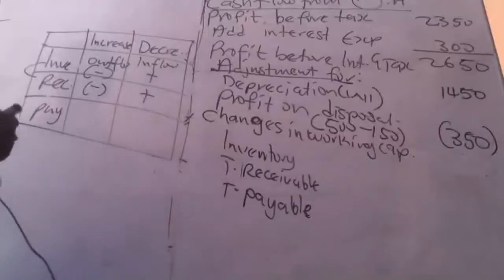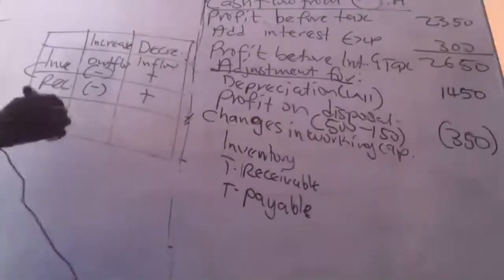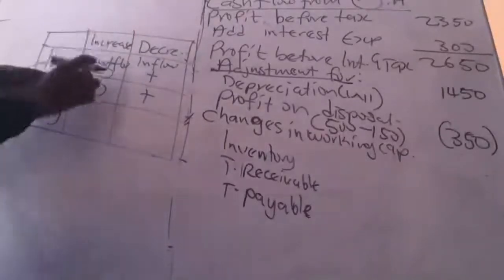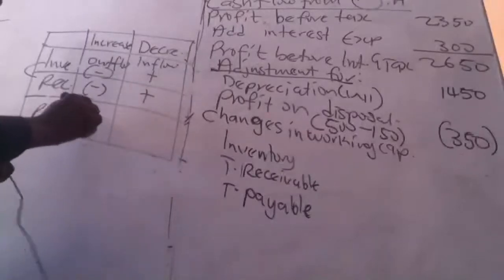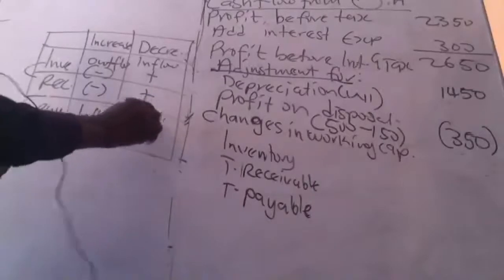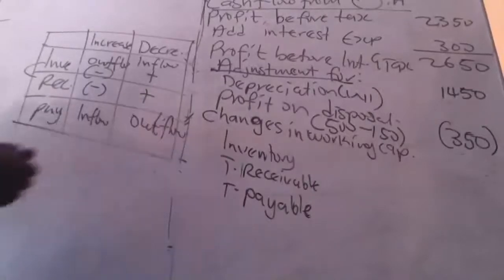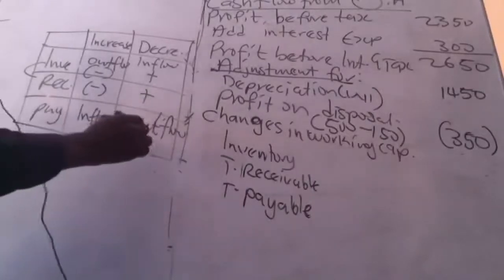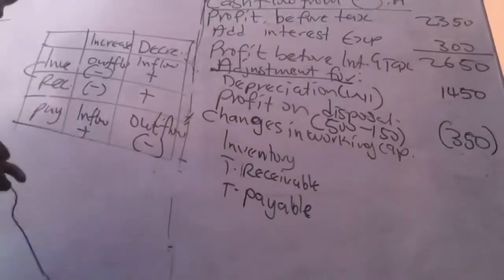We will make it look good. Now, payable. When payable increases, so opposite of outflow, that's inflow. When it decreases, it's what? Outflow. So that is it. Now, why are we saying it's an outflow? Outflow, you subtract. Inflow, you add.